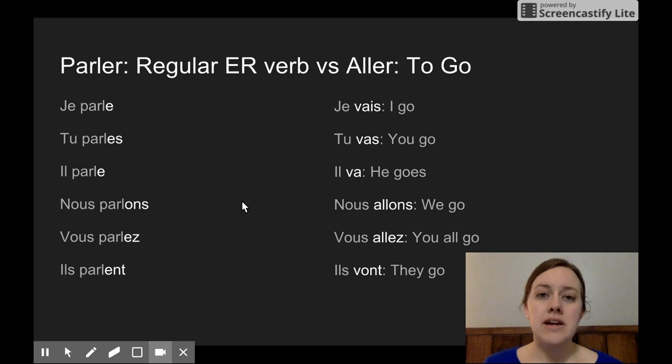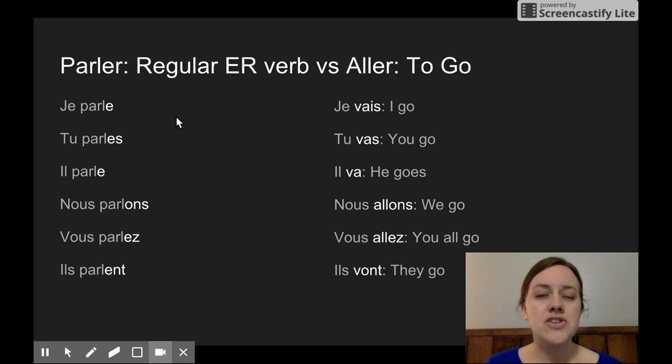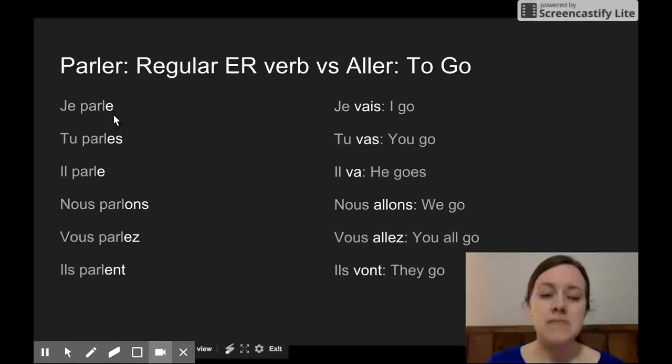So just to compare side by side a regular ER verb and the verb aller. As you can see over here, we've got our ER verb endings, and I've chosen to do parler, but I can choose any ER verb that is regular. So for example, the verb chanter is to sing. I can go ahead and conjugate chante using these endings because chanter is a regular ER verb.